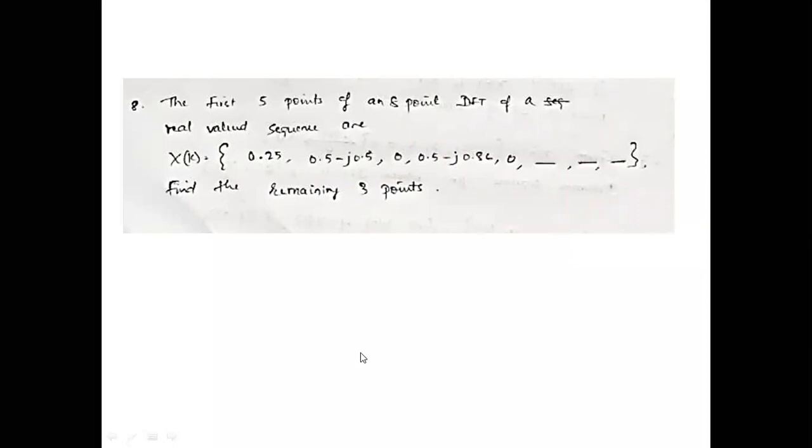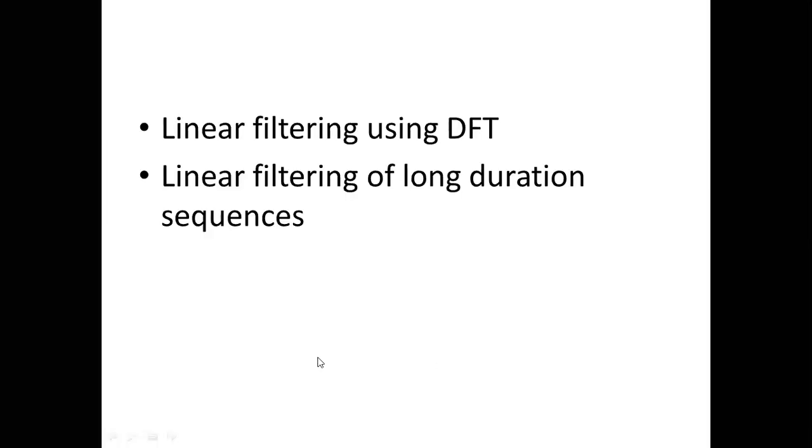In the next class to come, we will discuss this particular thing. What is this? Linear filtering using DFT. What is linear filtering? Linear convolution using DFT. You already know how we do this. Can you perform linear convolution using DFT? Yes, we can. How do you do that? The only thing is, you have to do circular convolution, and you have to take the number of points as the length of the first sequence plus the length of the second sequence minus 1.